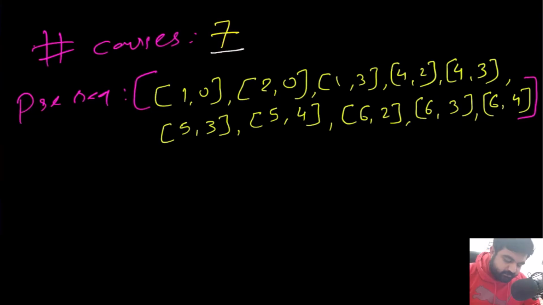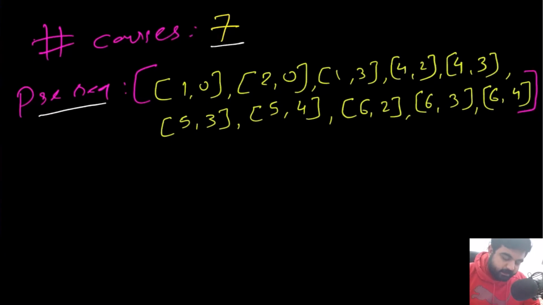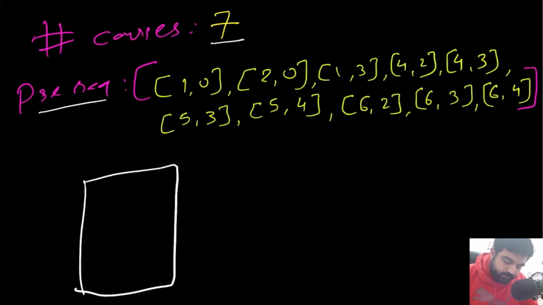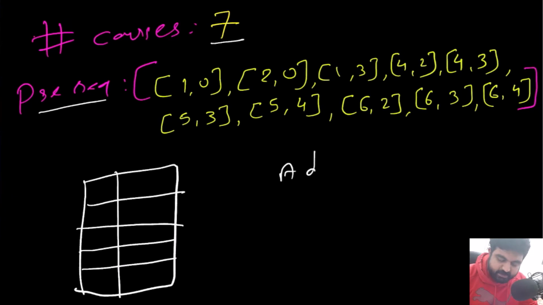So in this case, we have a total of 7 courses that we need to take care of. And for all of these 7 courses, I also have a prerequisite array. Now, based on these two things, we know that for any single graph problem, we need a way to represent the entire problem in a graph manner. So how can we do it? We have two ways: adjacency list and adjacency matrix, right?